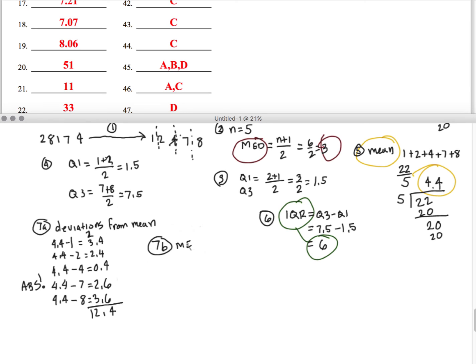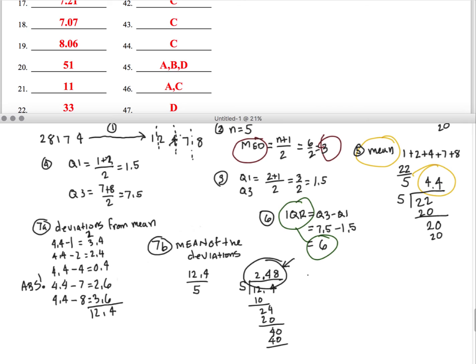Okay, so we find the mean, and that's going to be 12.4 over 5. And that 5 into 12.4, that's a 2, 10. Okay, 4, 20, 40, 2.48. So our mean absolute deviation is 2.48.